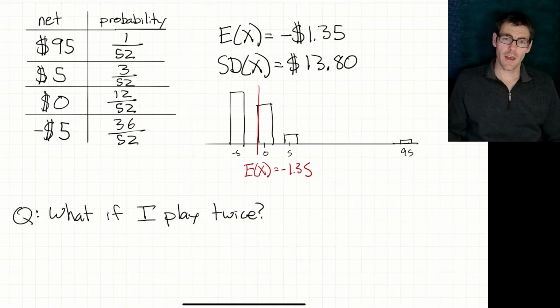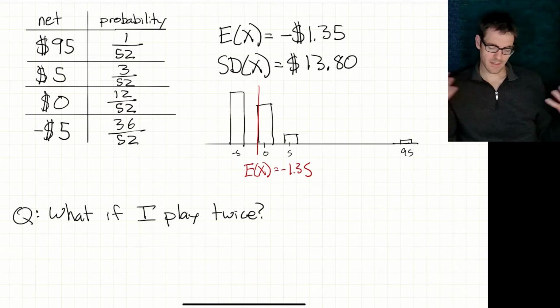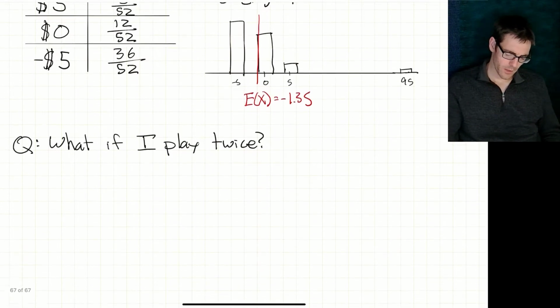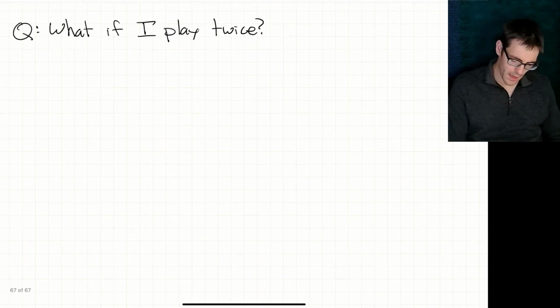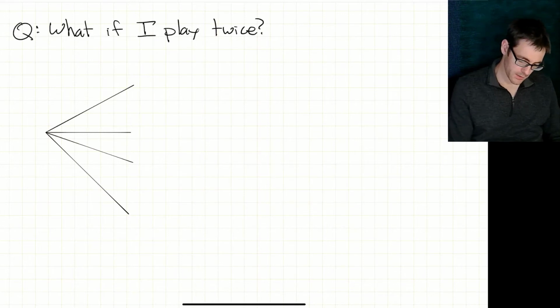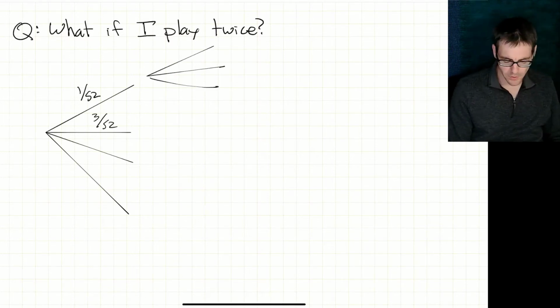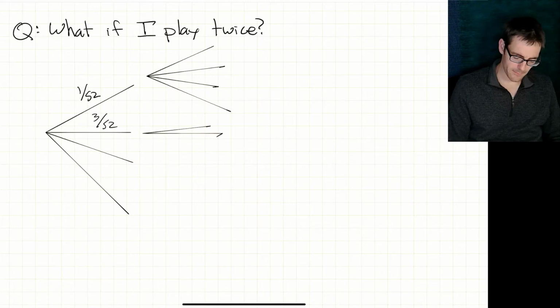All right, so then a question I have is, what if I play this game twice? What is the expected outcome then? What are the standard deviation, that type of thing? One way to approach this would be to make a tree diagram. There were 4 outcomes, and we can label each of the edges with the probabilities, and go from here.